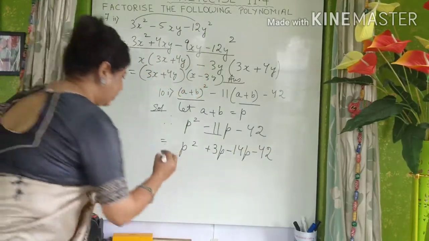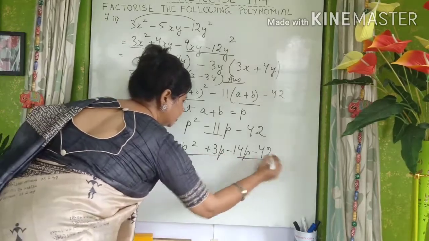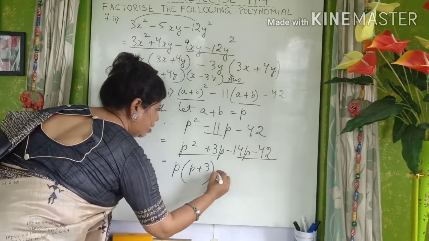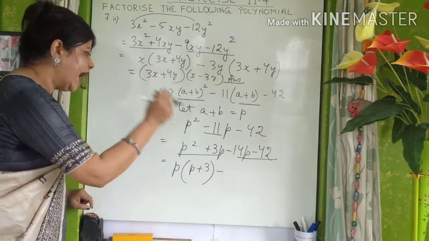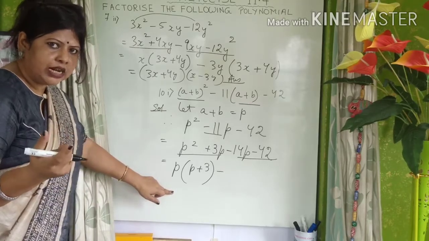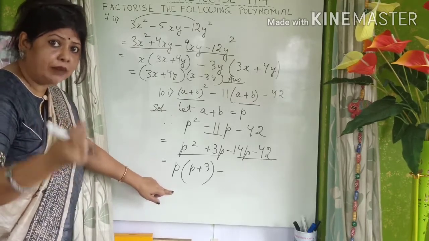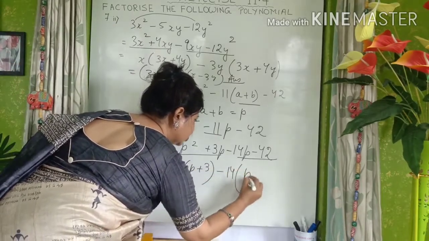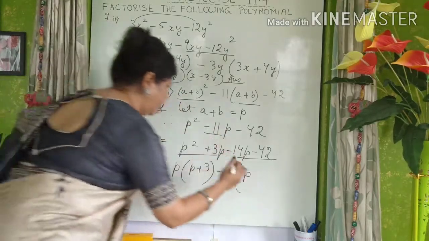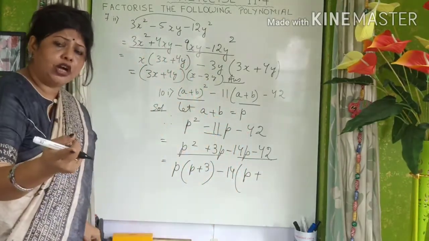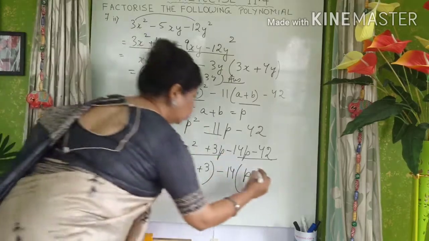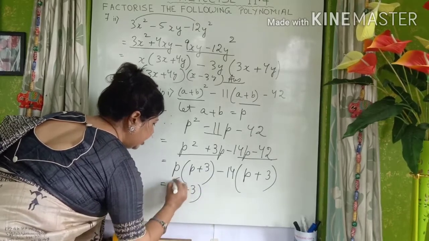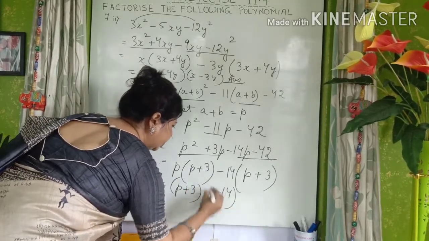Now let us solve. This is one group, this is another group. What is common over here? P. What remains? P plus 3 minus, what is common between 14 and 42? I can take 14 as common. 14 is the highest common factor. What remains? First of all P. Minus will become plus. 14 3s are 42. So 3 here. So what is my answer now? P plus 3 into P minus 14.